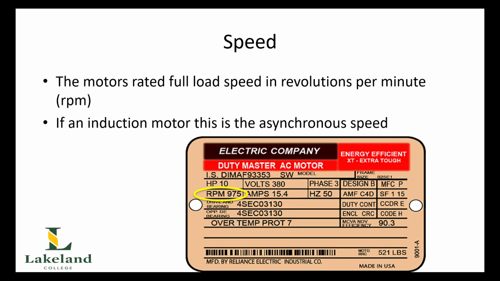Next is the speed, and once again this is going to be the full load rated speed of the motor in revs per minute. So our particular motor here is rated at 975 revs per minute. If this is an induction motor, which it most likely will be, then that is going to be the rotor speed, which is an asynchronous speed, meaning it's not the speed of the rotating magnetic field. However, if this is a synchronous motor, it will be that speed. So you've got to be aware of what type of motors you have. But again, 99 times out of 100, you're going to be looking at induction motors. And we certainly don't have any synchronous electric motors in our power labs.